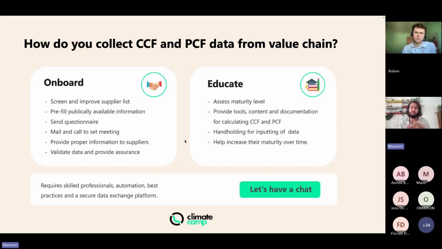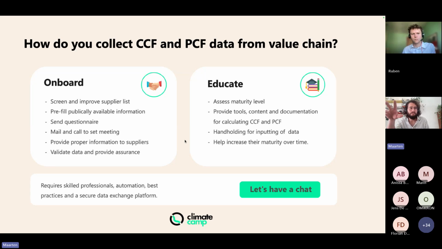When you do supplier engagement, you need to assess the maturity level of all your suppliers. Some will be very, very advanced, some will hardly have calculated scope 1 and 2. Then when you have this maturity level, you know what types of tools, content, documentation, and especially hand-holding you will need to do to get certain scope 1, 2, 3 data, targets, PCF data, or more granular information, such as, for example, water usage or other metrics related to your products. You will then need to handhold them to input the data because this is very new to them, and help increase their maturity over time. So as we move towards 2030, 2050, these low maturity companies start delivering more data and more accurate data.